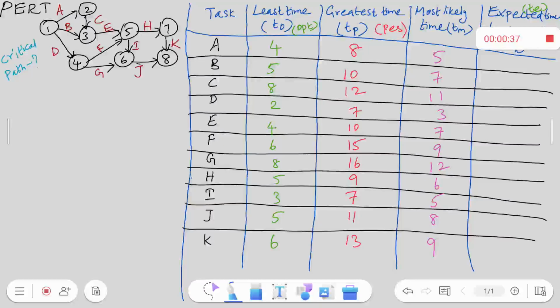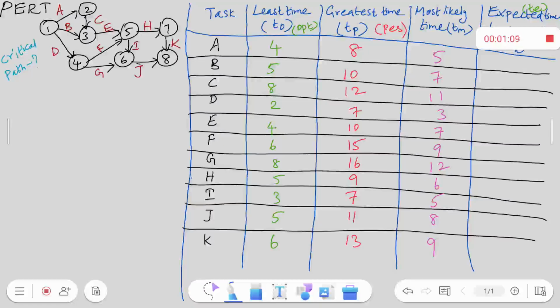There are tasks starting from A to K. The optimistic time, which we call the least time, is denoted by T suffix 0, which is T naught, and that is given. Next is the greatest time, which is TP, called the pessimistic time, the maximum time, given starting from 8 to 13. And they have also given us the most likely time, which is TM. So the tabular column is given with this particular network. The idea is to find the critical path here.